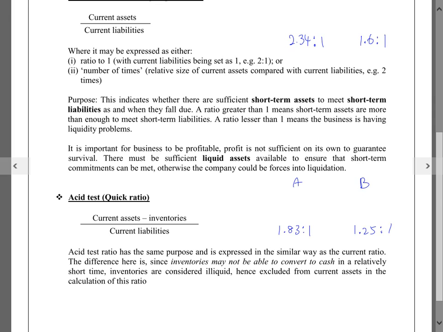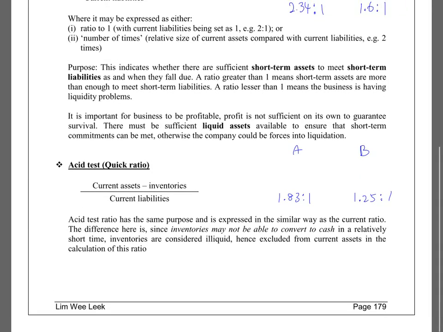So can I say that the 1.83 are liquid assets that can be easily converted to cash? Yeah, because I took out inventory, which means the balance are like your receivables, your cash, your bank. So these are easily converted to meet the short-term liability. So when you look at B, from 1.6 to 1.25, there's a slight drop in our ratio. Can I say they have a very minimal inventory? Yes. So overall, both companies do not have any liquidity problem. You can say that. Okay, they have no problem servicing their short-term liability. Okay. So this is the acid test.